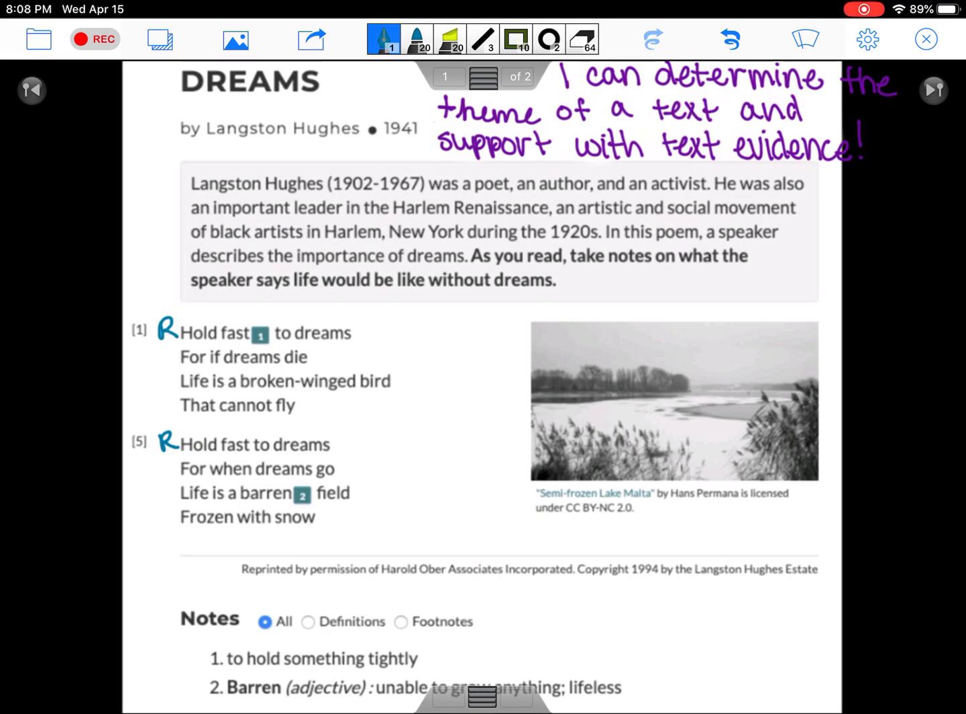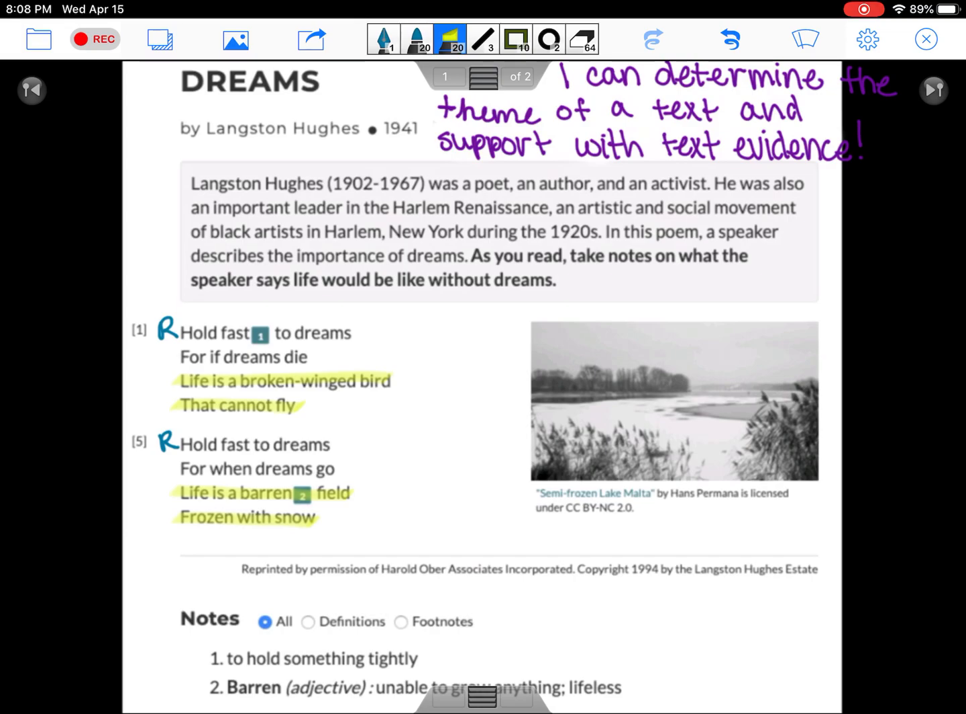That's a pretty big deal right away. And then we have some figurative language. Just highlight that. Life is a broken-winged bird that cannot fly. Well, we know that in reality, life is not just one bird, especially a broken-winged bird. And life is a barren field frozen with snow. We know that life is not just a barren field. There's a lot more to it than that.